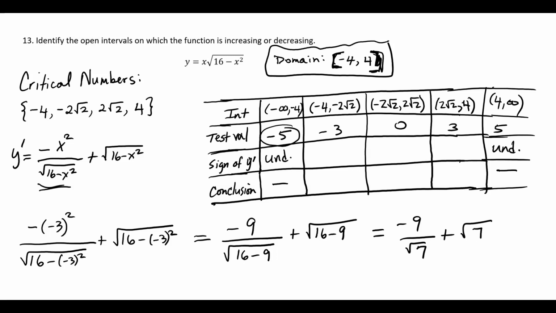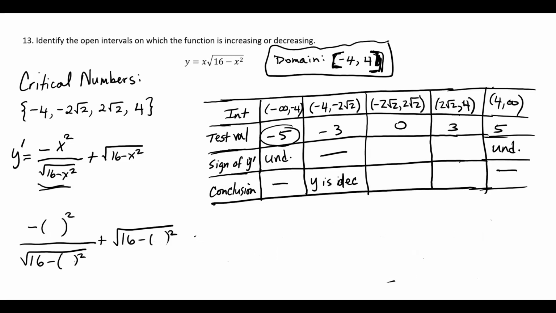Remember, our goal is to determine the sign of this value. So even though it involves square roots, just plug it into your calculator and you'll find that you end up with a negative number. As a matter of fact, if you write it as a decimal, it's going to be a negative 0.7559. But again, I just need to know what the sign is. It's negative, so the conclusion is that y is decreasing.